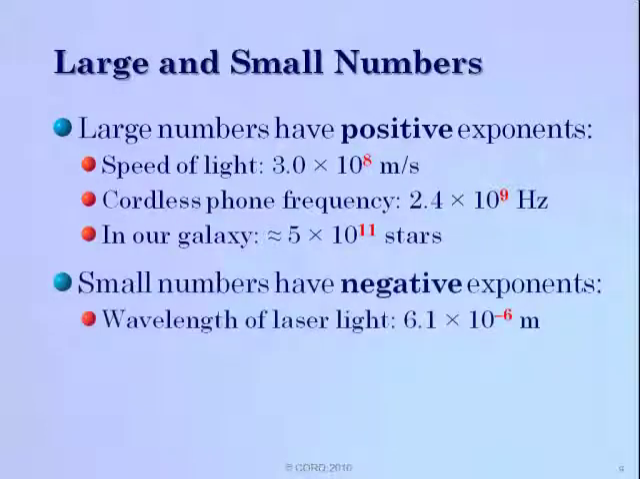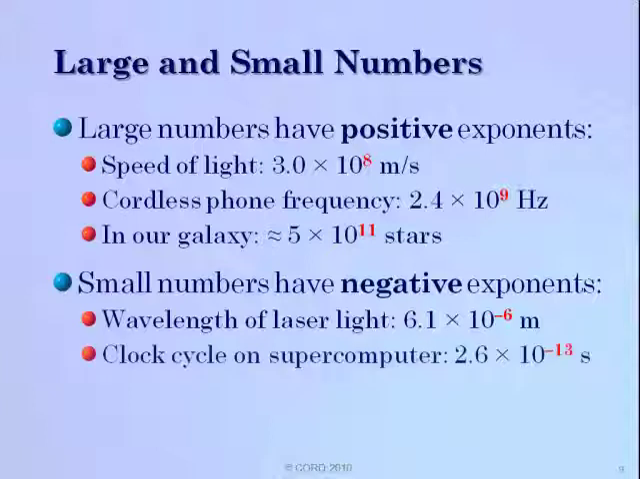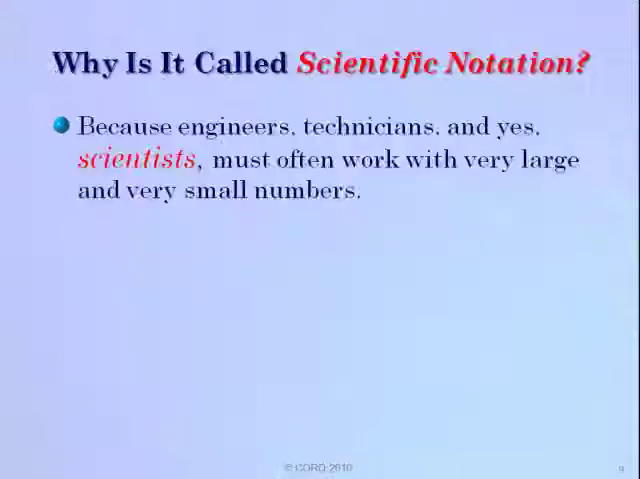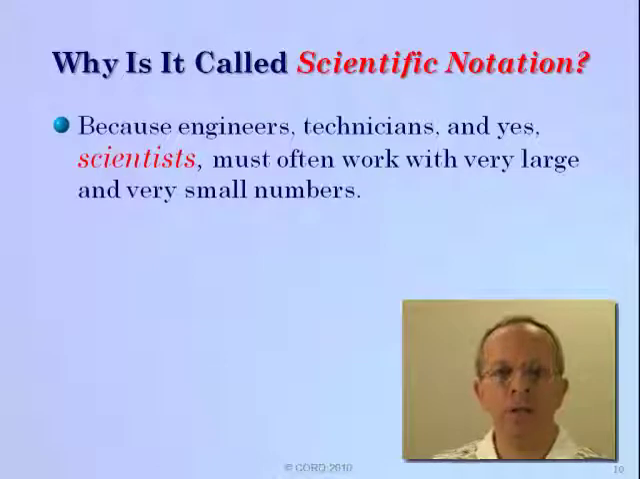Or we can write small numbers that have negative exponents, like the wavelength of laser light is a very short distance of 6.1 times 10 to the minus 6 meters. Or the clock cycle on a supercomputer is a very short amount of time, 2.6 times 10 to the minus 13th seconds. And the mass of a proton is 1.7 times 10 to the minus 27 kilograms. Very small weight. Now, why do we call it scientific notation?